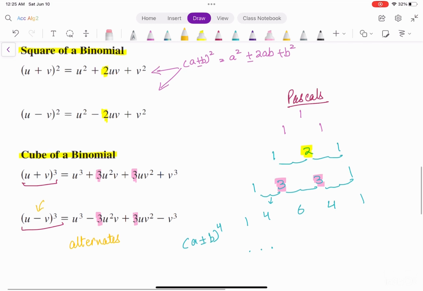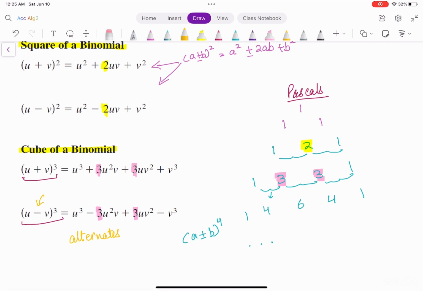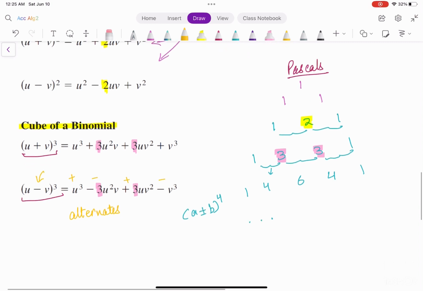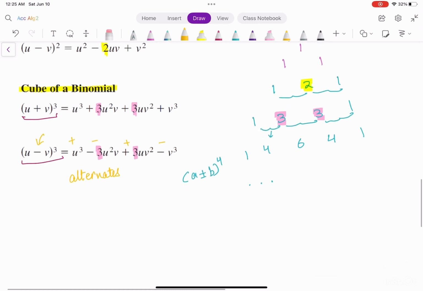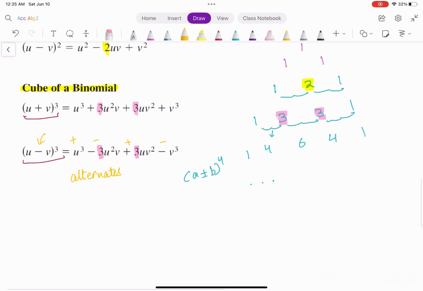So just follow this pattern, and the signs alternate. With u minus v whole cubed, we start with positive. So positive, negative, positive, negative. It is a cube, which is odd, so it alternates. So these are a few key things and they will be helpful. Let's take one example.